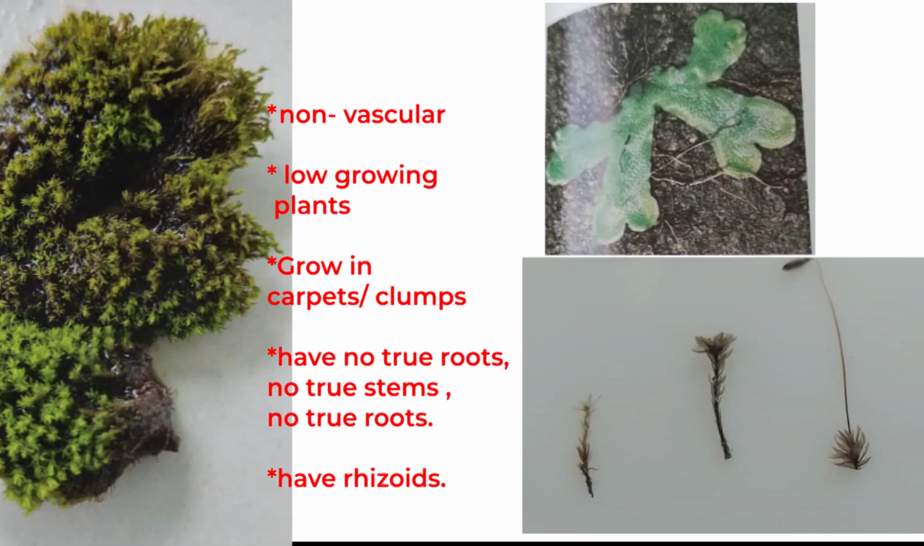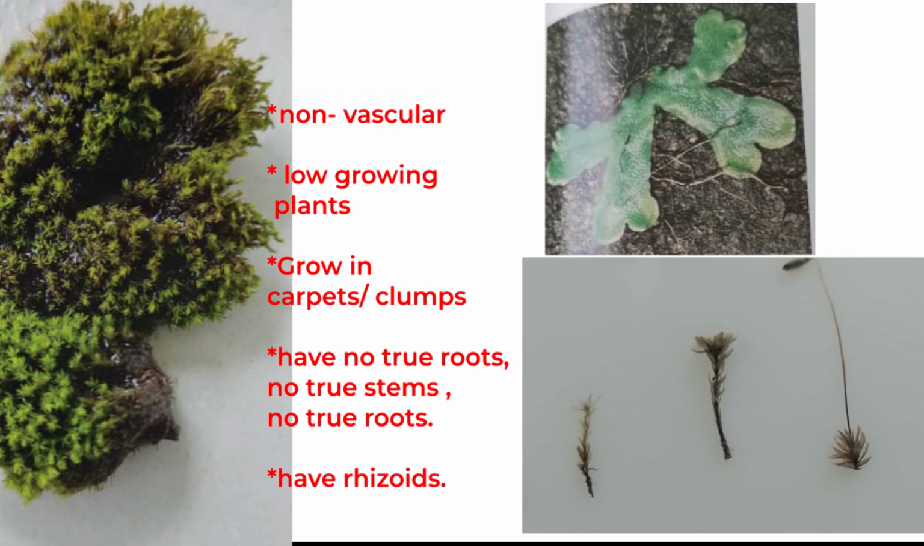Now let's look at the phylum Bryophyta, Bryophytes. The general characteristics are they are non-vascular. They don't have conducting tissues. Substances move by diffusion through the general body surfaces. Then they are low-growing plants. They grow very close to the surface of the soil, and they grow in clumps, carpets.